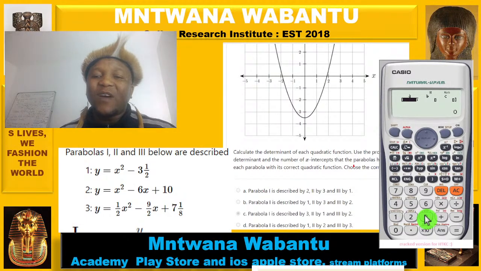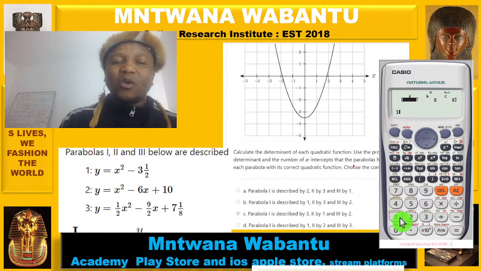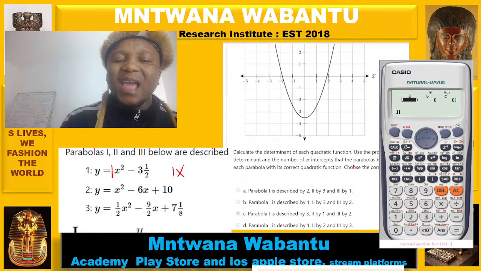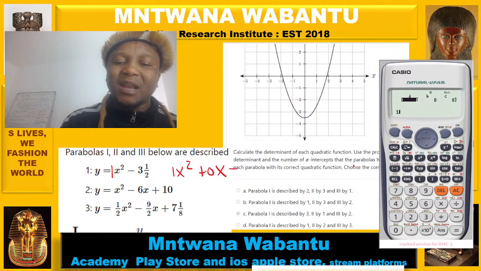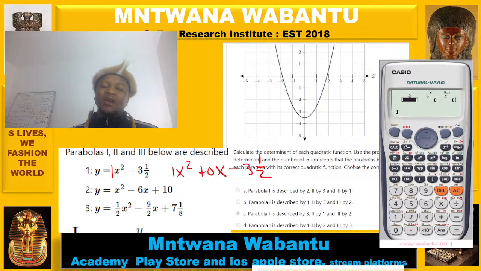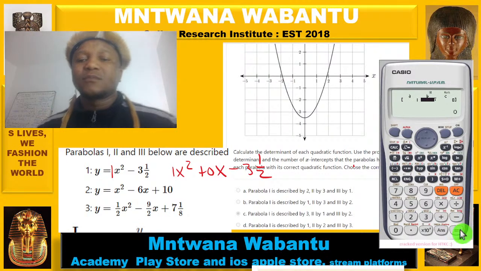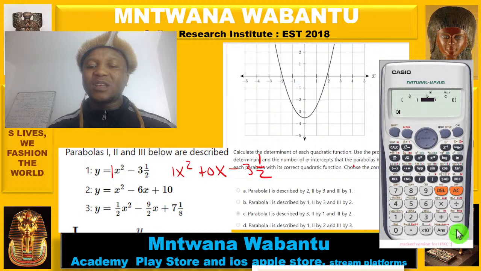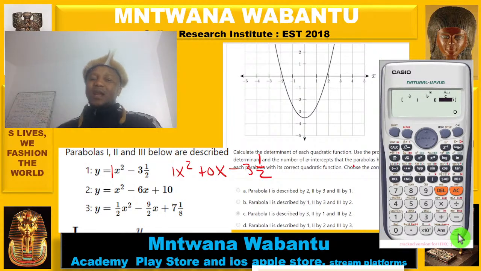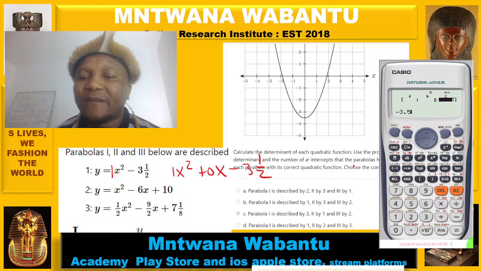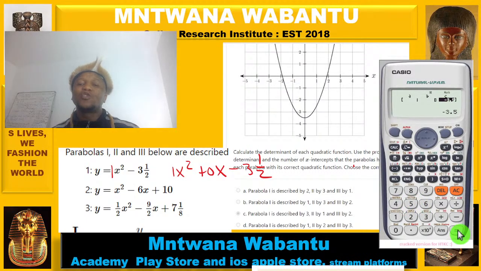Now we go. What is the value of A? A equal to 1, because there's no number here. Do you have a 1 with X? So this is X squared. We don't have X, so it's going to be 0x, because there's no number with the X. And then minus 3.5. So the value of A equal to 1 and then say equal. The value of B equal to 0, and then say equal. The value of C equal to negative 3.5. And say equal.